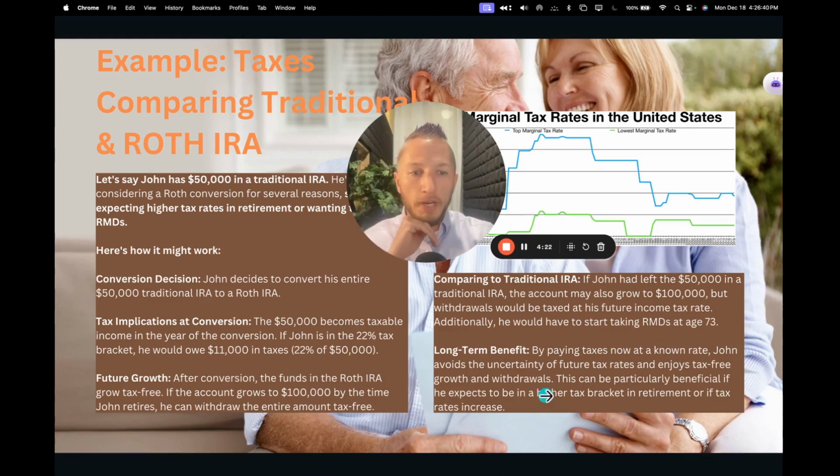Now, another long-term benefit you would receive is you know what you're going to pay today on your taxes, whereas in the future, we don't know. That's kind of the gamble with this: determining, are we going to pay higher taxes today, or are we going to pay higher taxes in the future?